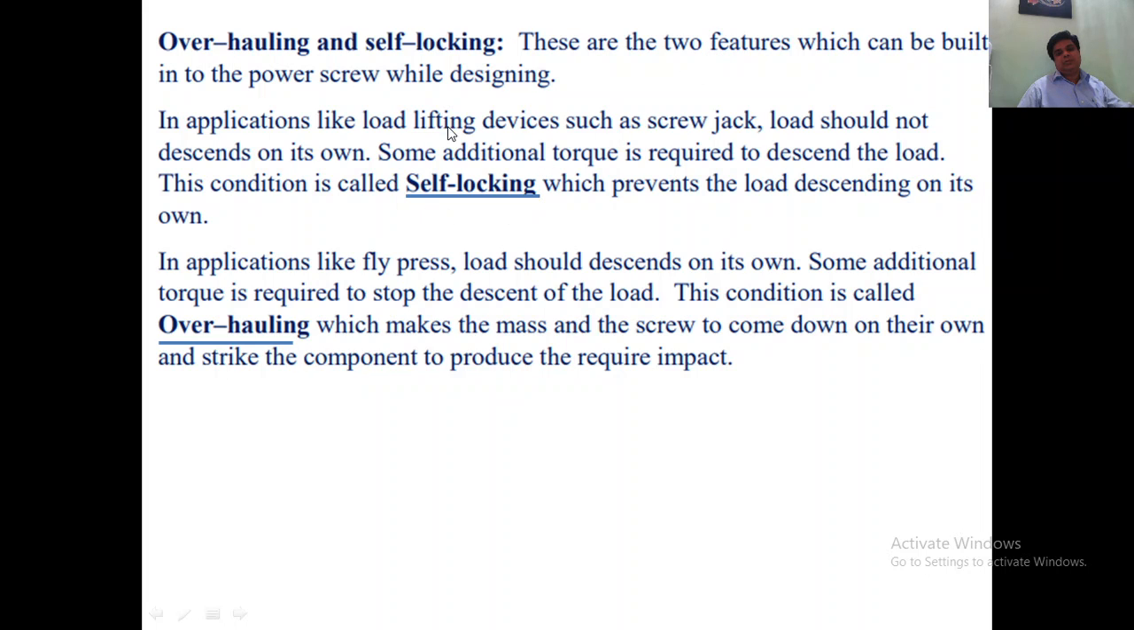The power screw will be either self-locking or overhauling, depending upon the application. In certain applications, like I told you, the screw jack, or in machines, the load should not descend or come back by itself. So you want that to be locked. That screw has to lock the load and prevent it from descending. That is called self-locking. Whereas in a fly press, we want the load to descend from a higher level to a lower level freely, that is, without applying any external force or torque. That condition is called overhauling.